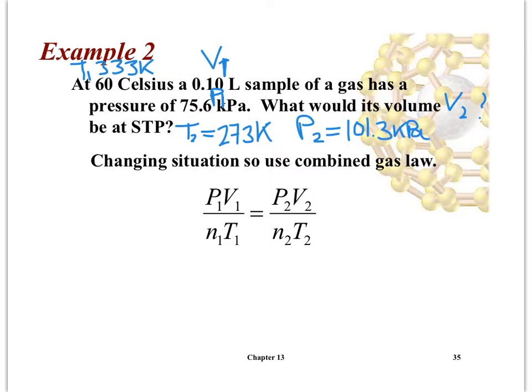And as you can see, we have two temperatures, two volumes, two pressures, so definitely looks like I have changing conditions. So I use the combined gas law, which is P1V1 over N1T1 equals P2V2 over N2T2. And I plug in my values. So my P1 is given to me as 75.6 kPa. My V1 is 1/10 liter.